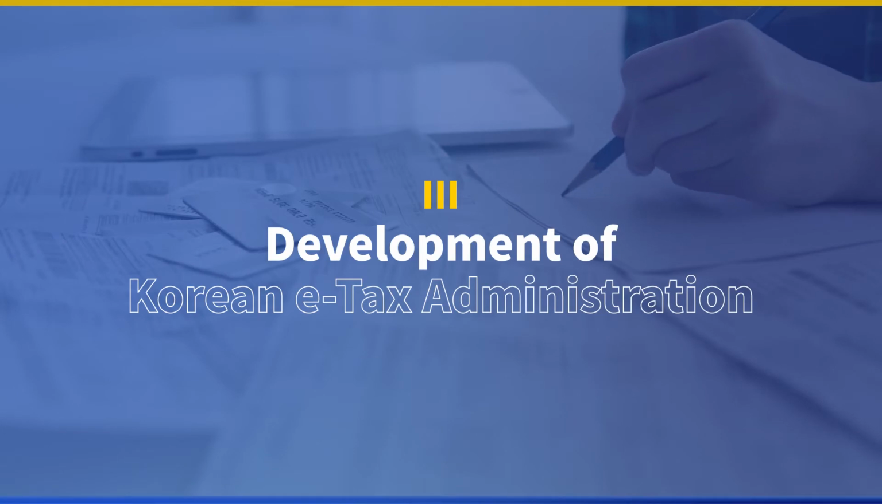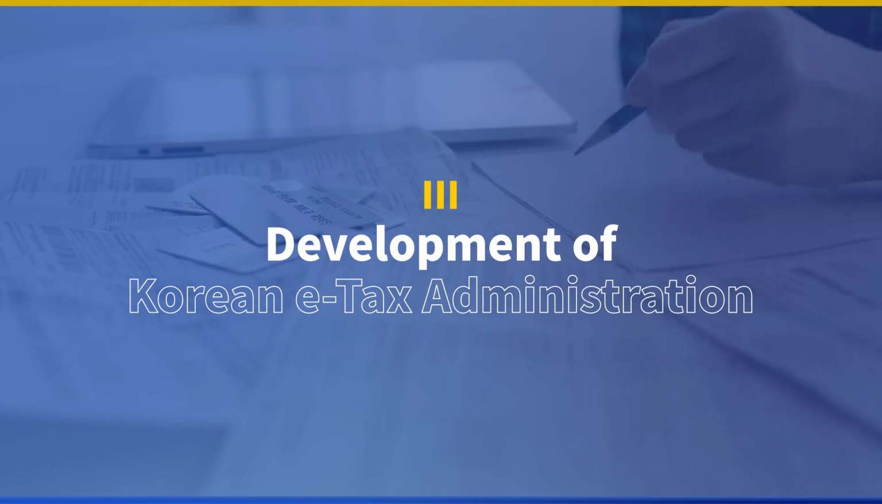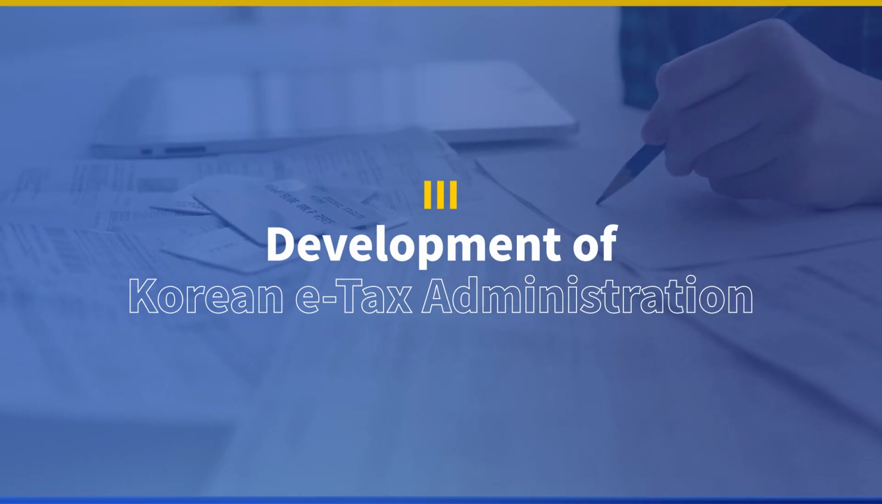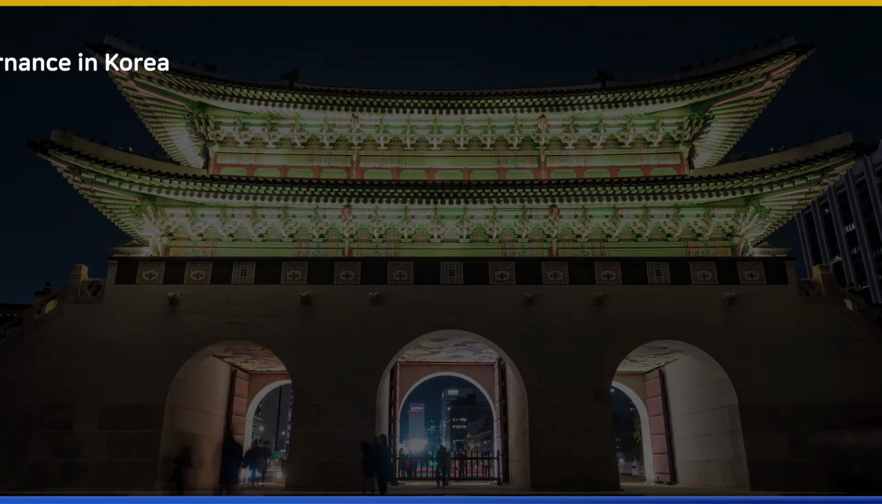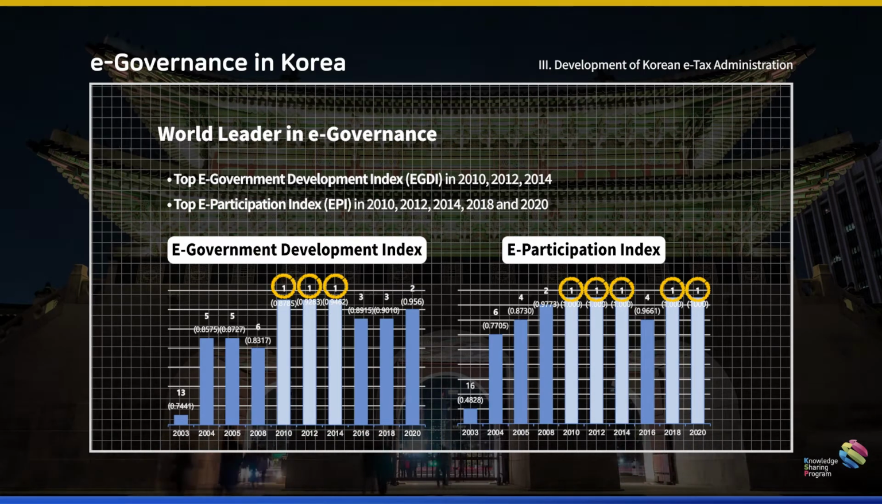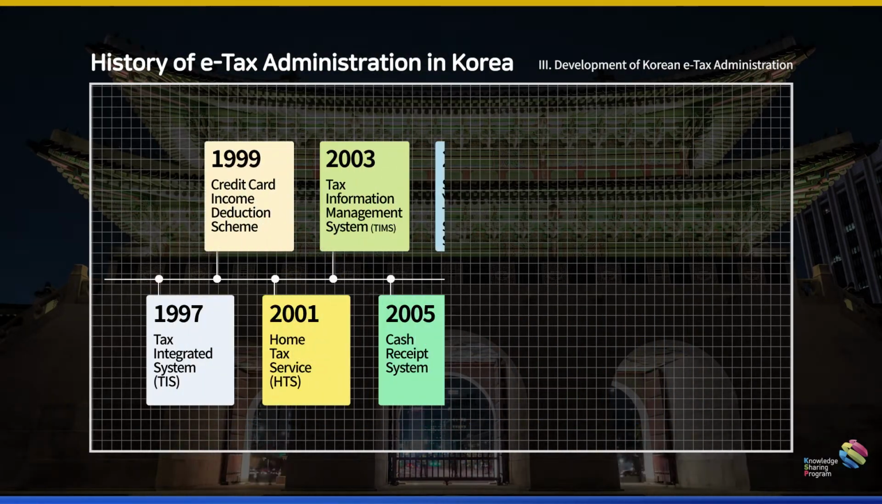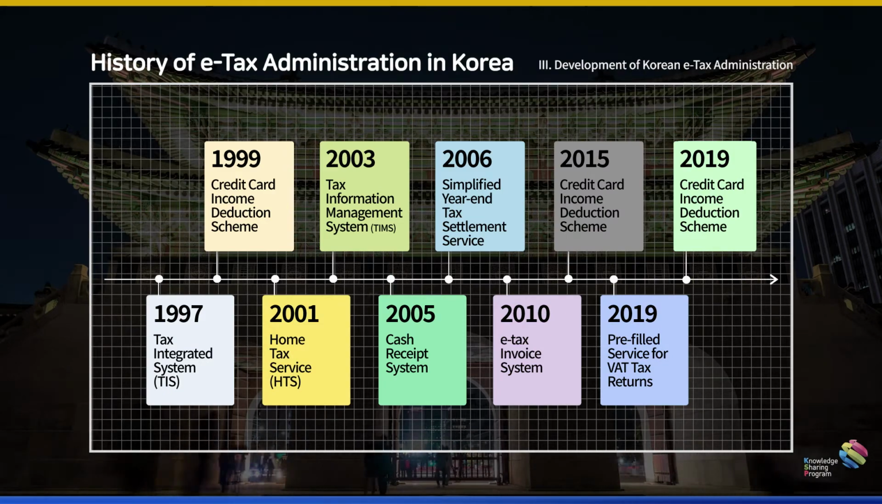The advancement of technology has highly affected South Korean tax administration. Now, let's take a closer look at the development progress of e-tax administration. South Korea is proud to be the world leader in e-governance. We have ranked in the top 3 times in the e-governance development index and 5 times in the e-participation index. Such highly developed e-governance set a strong foundation for the development of e-tax administration in Korea. The history of e-tax administration began in 1997 and continues up to the present. Now let's take a look at these historical moments one by one.